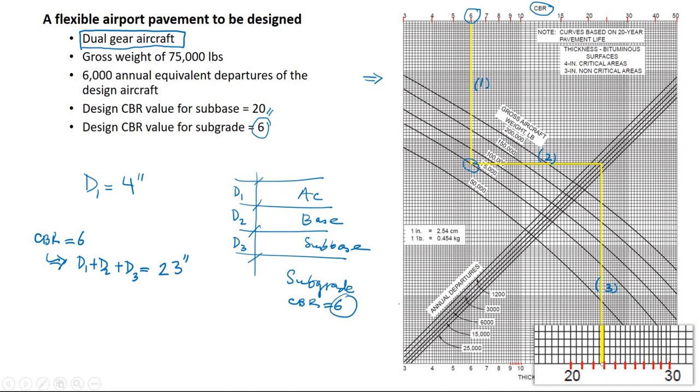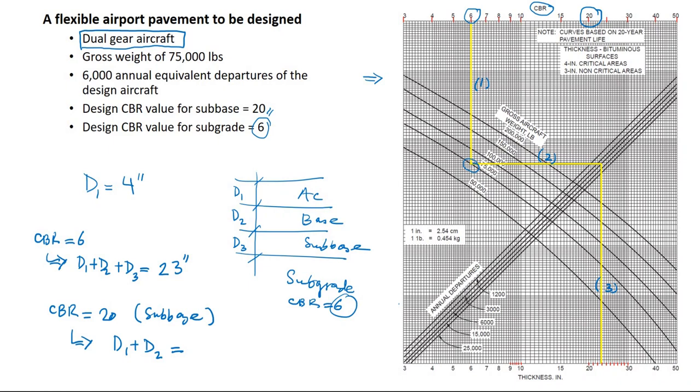Similarly, we are going to use the CBR value of subbase. When we use CBR of 20, remember, for subbase what we get is the thickness T1 plus T2. So let's repeat this process. From 20 we draw a vertical line up to the weight of the aircraft, and from there we draw a horizontal line, and we stop at annual departure of 6,000, and then we draw again a vertical line. Let me zoom in. This is 9.2 because there are 5 lines, so the least count is 0.2. So this is going to be 9.2 inches.